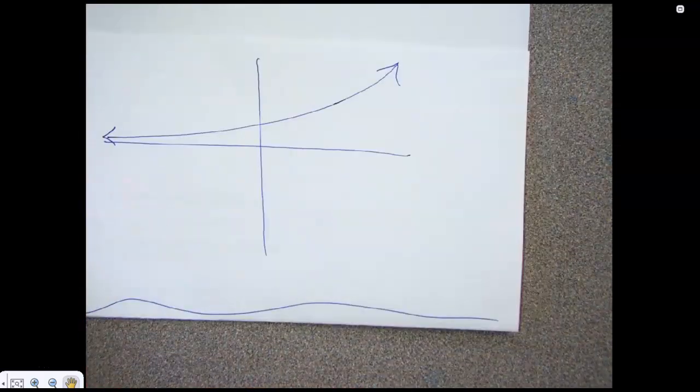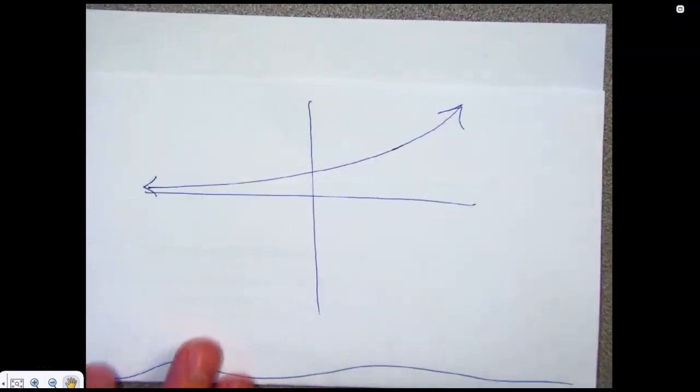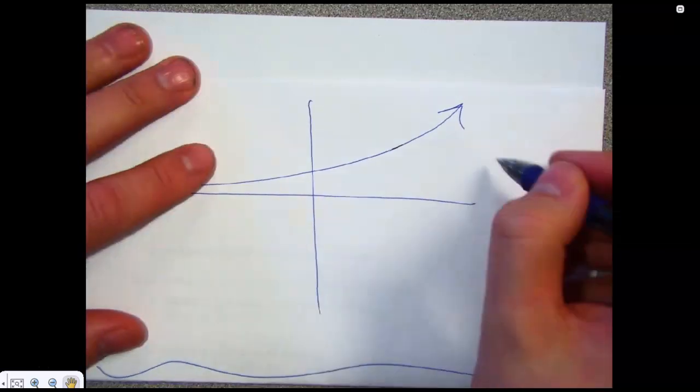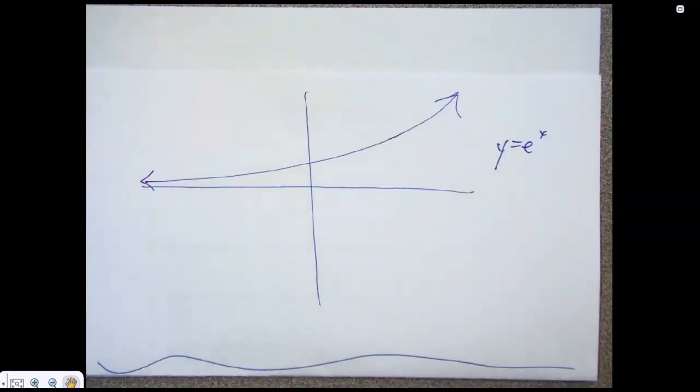Try this one. This is the only graph, the only equation where this occurs. Here's a clue. This is y equals e to the x. Graph the derivative. That's a gigantic clue. I think I got it. But make sure, see if you understand why.